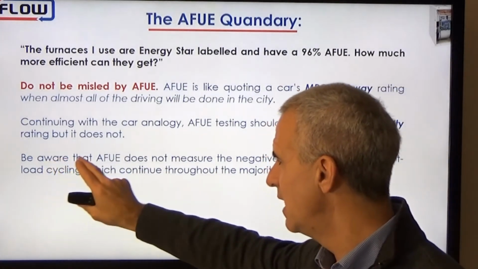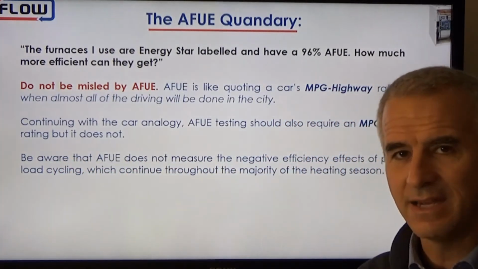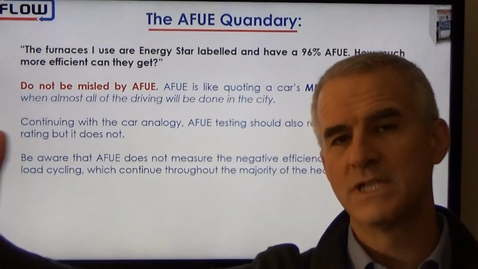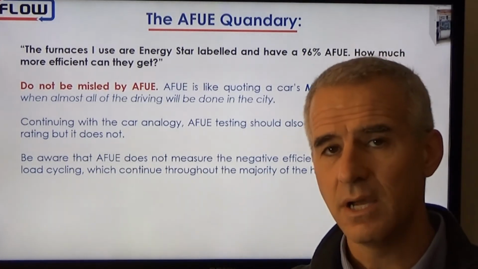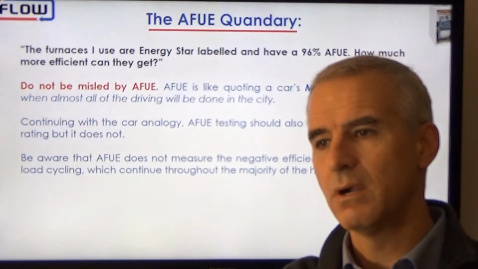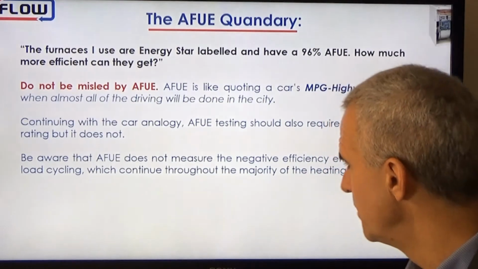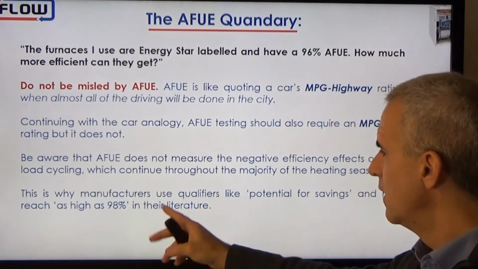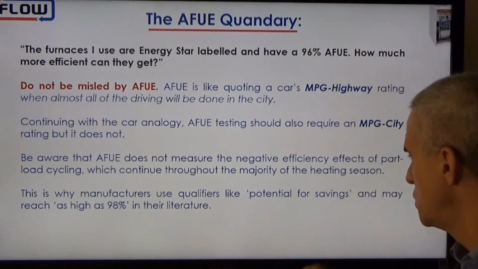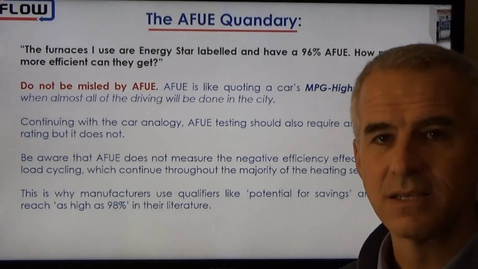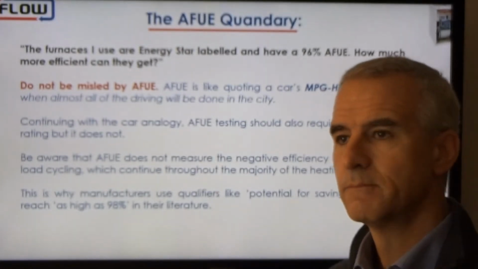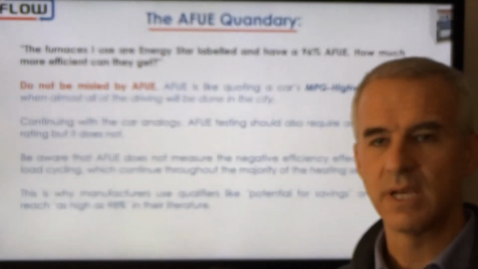So be aware that AFUE does not measure the negative effect of cycling. That heat loss that is post-purged out every time the unit cycles off is not measured in the test. So that's why you're getting very high efficiency numbers, but they aren't relative to what you're actually seeing in the field. That's why manufacturers use qualifiers like potential for savings, or will reach as high as a certain percentage efficiency. They're never going to say it's always going to operate at that efficiency, because they know it's not going to when it starts to cycle.